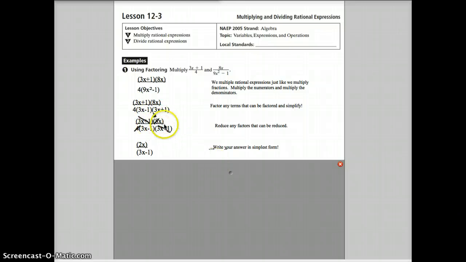Think about this 8x as being 2 times 2 times 2 times x, and my 4 is 2 times 2. I can cancel out two 2's in the numerator and the denominator to be just left with 2 times x, or 2x. You want to try to combine any factors that are just single terms, but any linear factors you can leave.